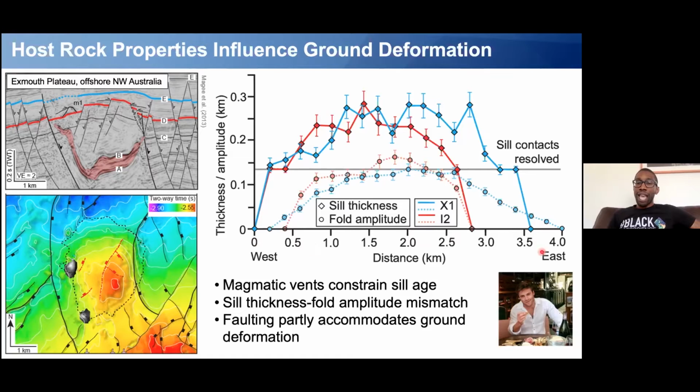This is distance along the x-axis across the sill-fold pair. This is thickness or amplitude on the y-axis. And you can see here, if you look at the blue and red lines in here, this is showing you that the sill thickness is up to about 200 to 300 meters, but it's substantially greater than these circles in here, which are the corresponding fold amplitudes. So in this case, it doesn't look like all of the sill thickness was being translated into uplift at the free surface. And I'll come back to that later in the talk, as to what mechanisms we thought were accommodating that.